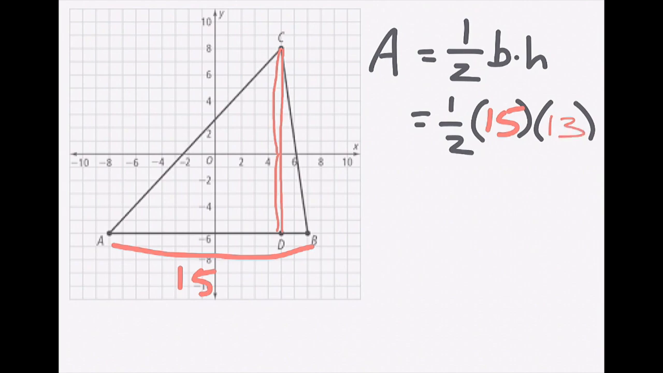So half of 13 times 15 ends up being 97.5 spaces for the area. 97.5 squares inside. And if you took a look at this and started counting it up, you see that that answer makes sense. I mean, there's practically 100 little squares inside this giant triangle.